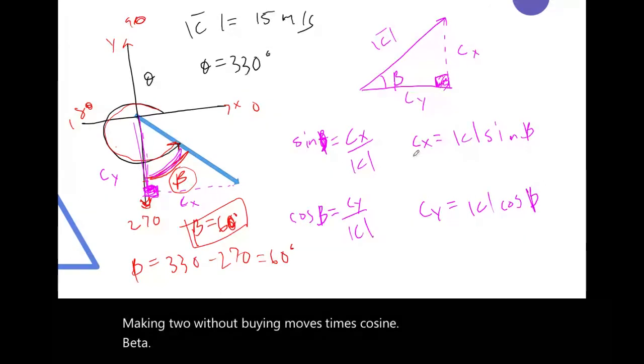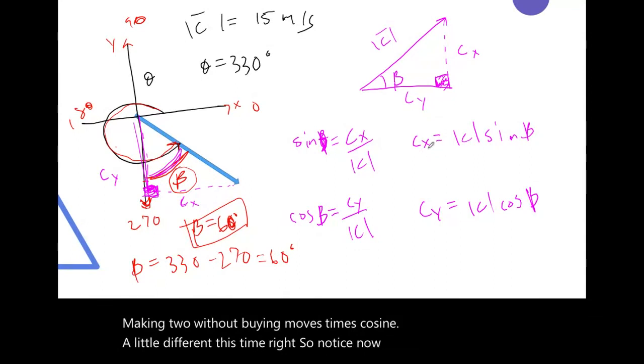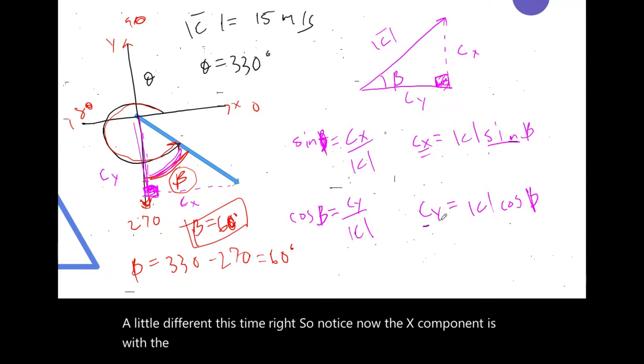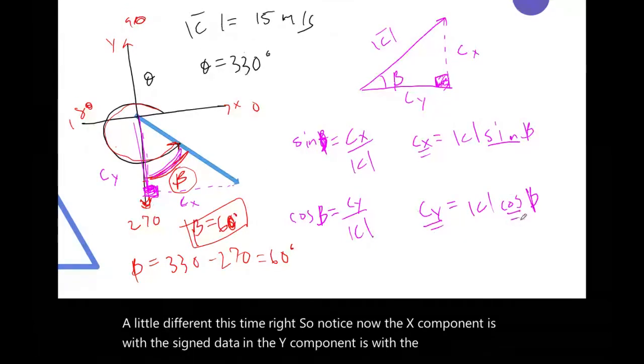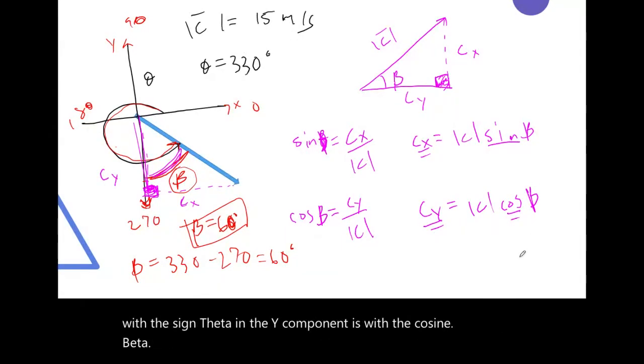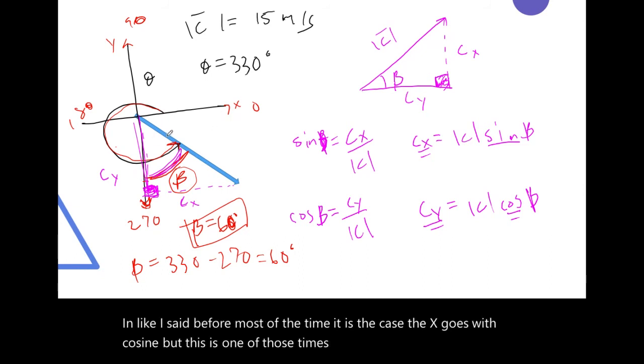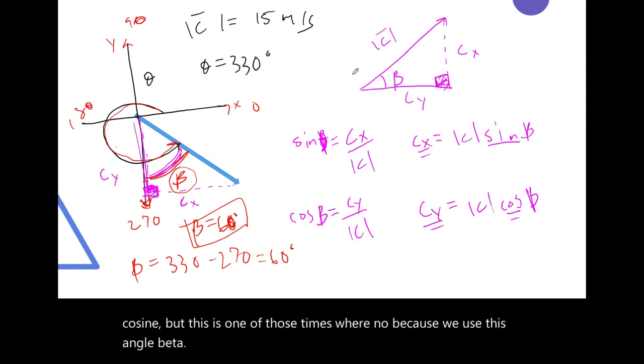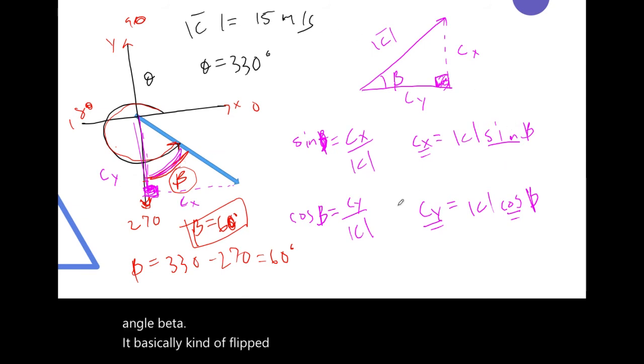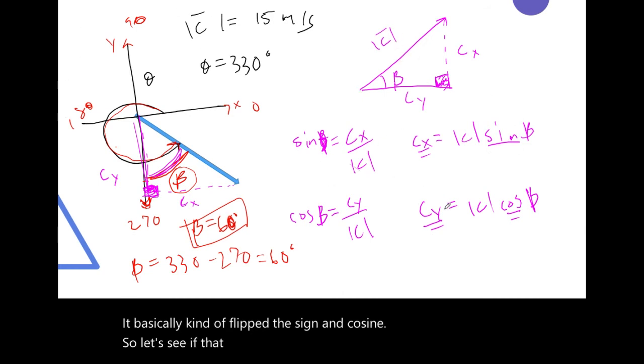A little different this time, right? So notice now that the x component is with the sine beta, and the y component is with the cosine beta. And like I said before, most of the time x goes with cosine. But this is one of those times where, because we use this angle beta, it flipped the sine and cosine. Let's see if that still gives us the right answer.